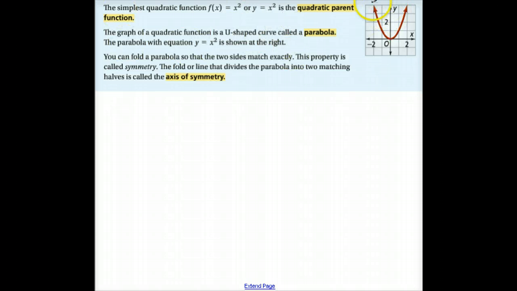Now, I already mentioned the curve shape. This U-shaped curve is called a parabola. You can fold the parabola in half and it would have two equal sides. And those equal sides can be folded along the axis of symmetry. That axis of symmetry might be the y-axis. It usually is, but not always. This parabola could be moved over on our coordinate plane.